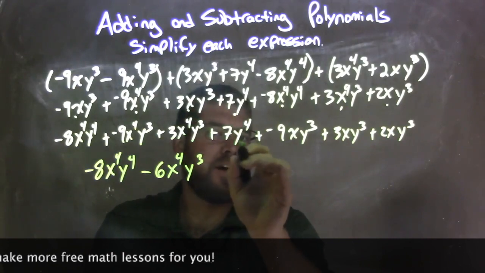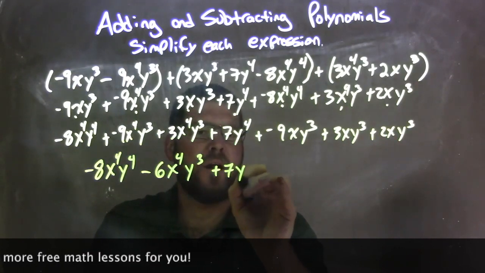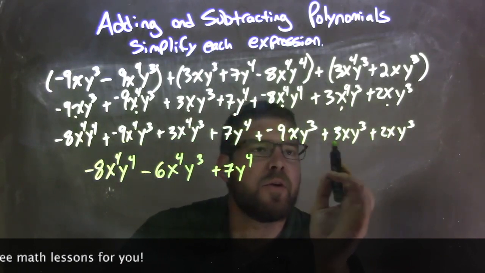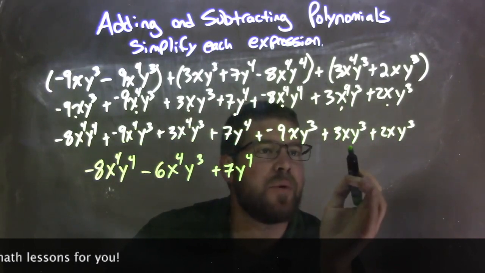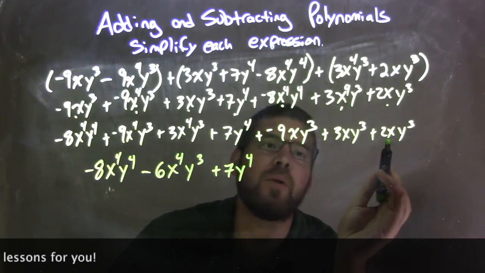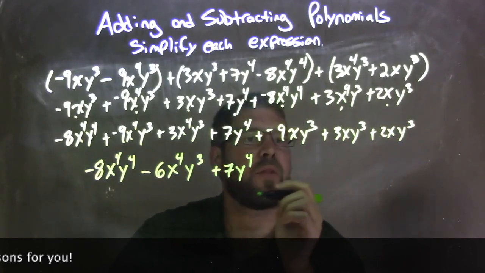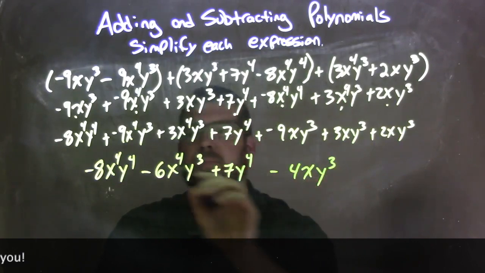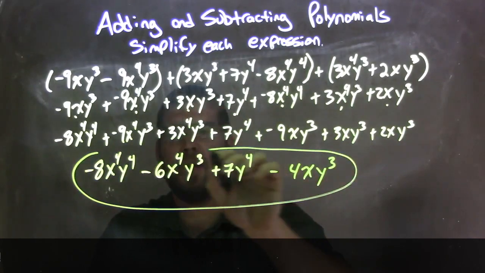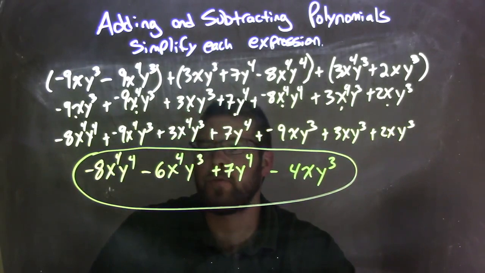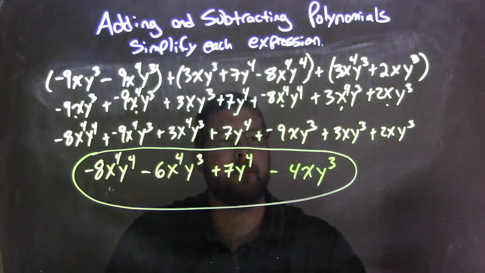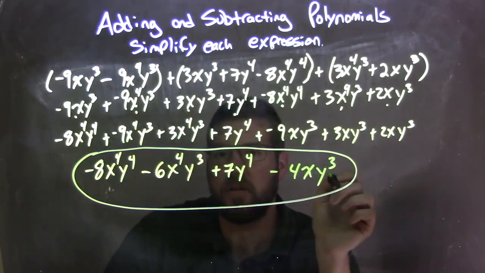Then there's nothing else with y to the fourth, so we have plus 7y to the fourth. Then we combine these here. Negative 9xy to the third plus 3xy to the third is negative 6xy to the third, plus a 2xy to the third is a negative 4xy to the third. So that gives us a minus 4xy to the third. And there we have it. We have our final answer here, which is negative 8x to the fourth y to the fourth minus 6x to the fourth y to the third plus 7y to the fourth minus 4xy to the third.